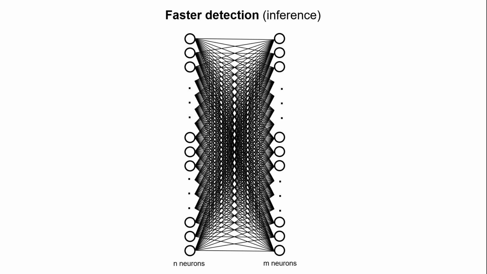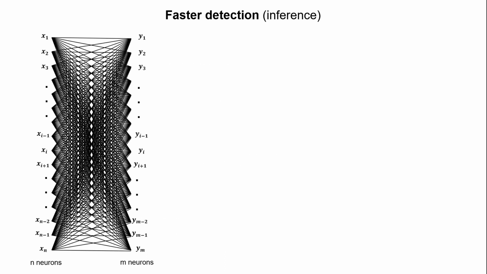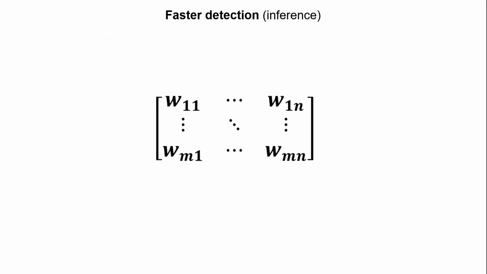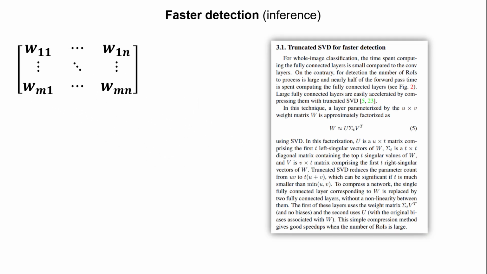For formalizing these two layers, we assume that the first layer is a vector x and the next layer is a vector y. And to make this equation without considering the activation function, we need to take our input x and multiply it by a weight matrix, and this produces our vector y. In order to optimize our runtime during inference, we need to change this weight matrix to have a similar effect but with fewer parameters. The method used in the paper for doing it is called Truncated SVD.